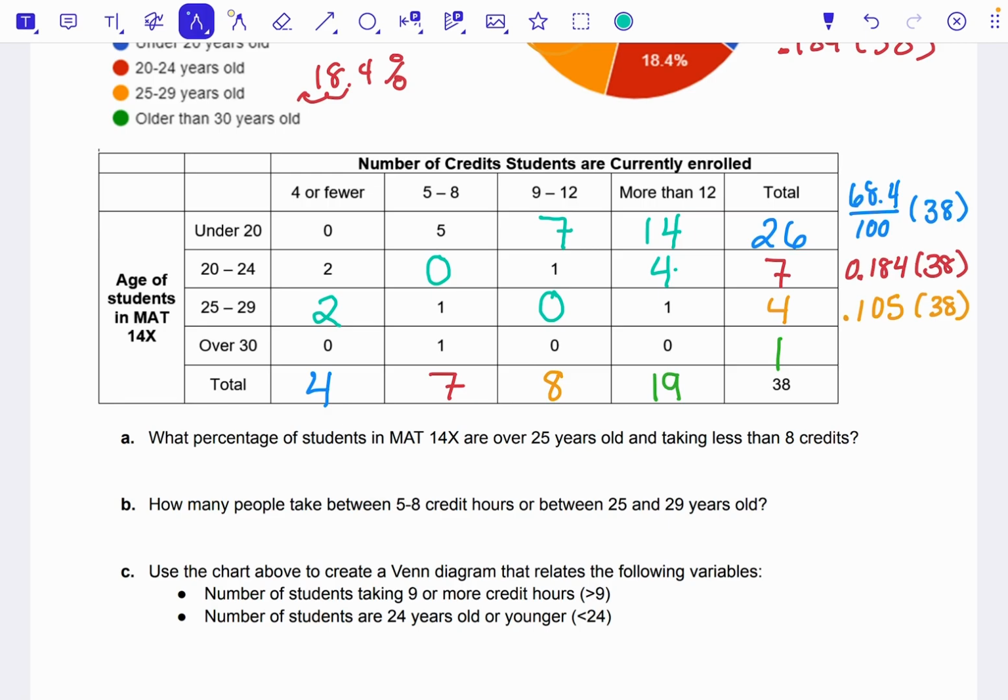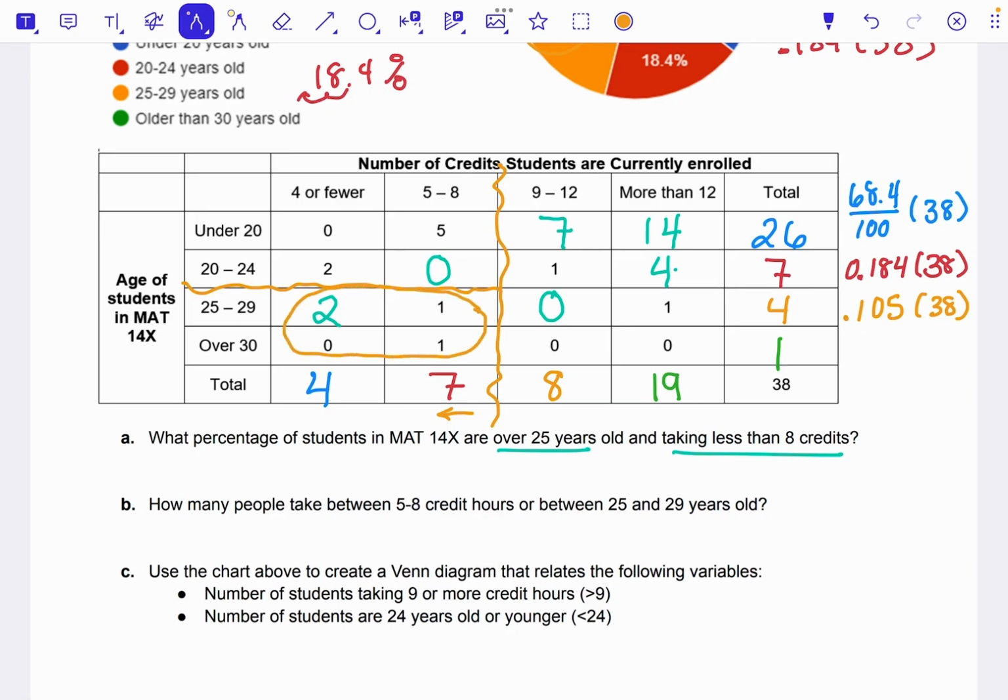So, what percentage of students are over 25 years old and taking less than 8 credits? So we're looking for the overlap here. I'd go to the less than 8 credit line on this side, and then over 25, so I'm sort of blocking it off. So it'd be all the students in this group right here.